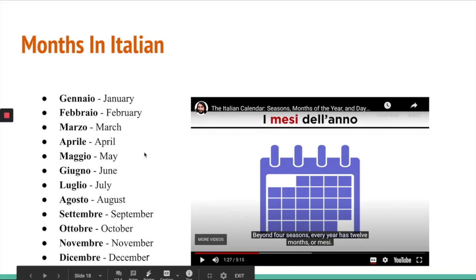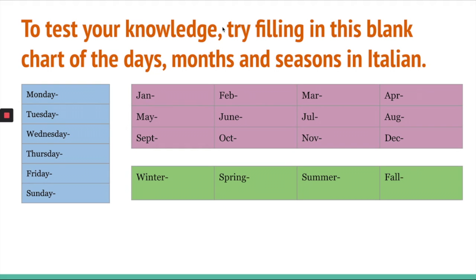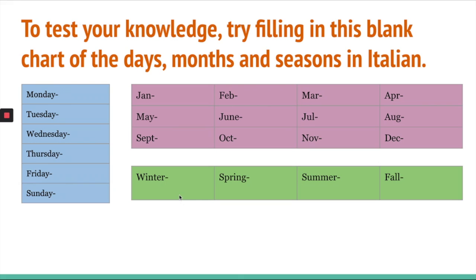So those were all the months in Italian. The video goes more in depth with that, takes a slower look at pronunciation, so you guys can also take a look at that. But it's long, so we're not going to do it for this lesson. So you guys can test your knowledge on the days of the week, the months, and seasons in Italian by filling out all these charts. Here you're going to put the days of the week in Italian, the months in Italian, and the seasons in Italian. Try not to look back at the slides. Really test your knowledge on what you guys have learned.